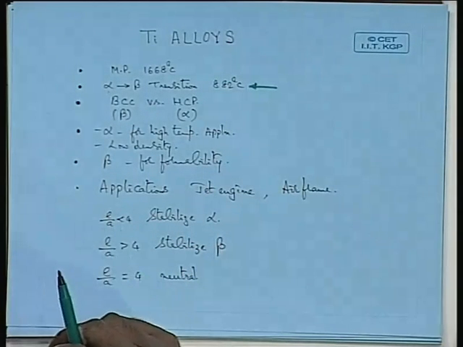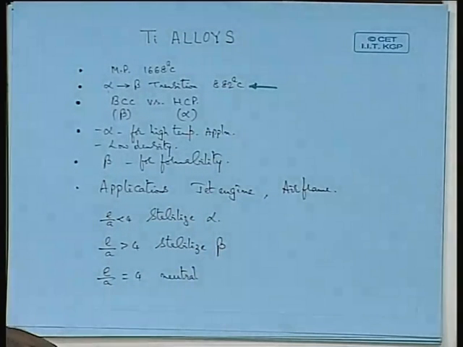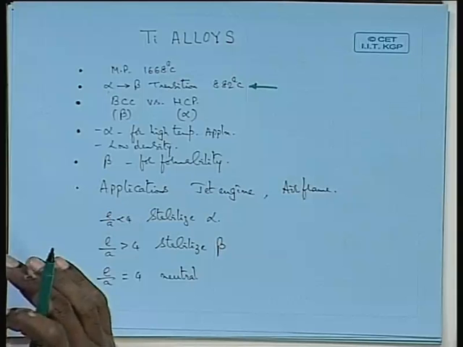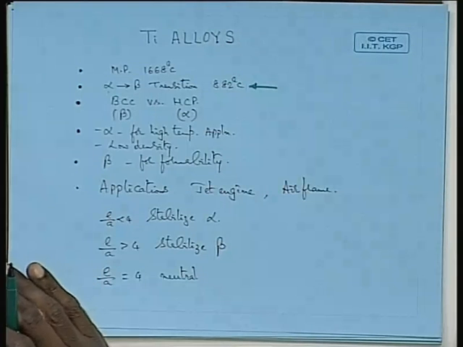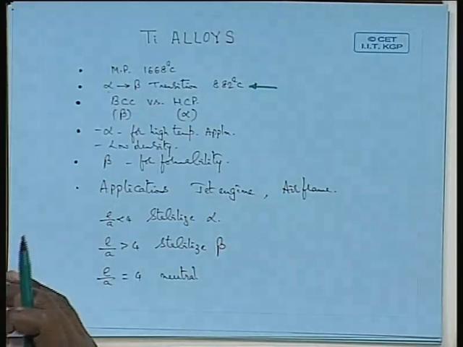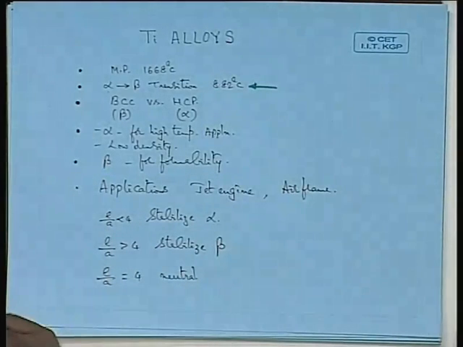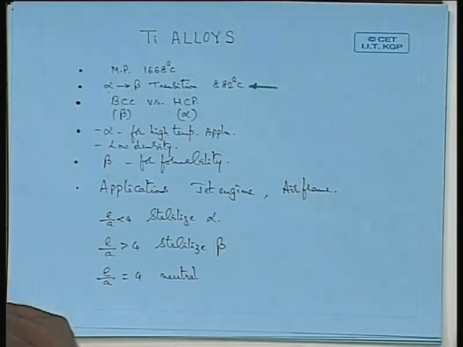What are the limitations of alpha? Formability is the limitation because it is hexagonal structure. So as a result, one cannot use it for highly formable type of structures. If you want to use titanium based alloys, what are the basic applications of these titanium based alloys? One is jet engines. People want to use them for high temperature jet engines.